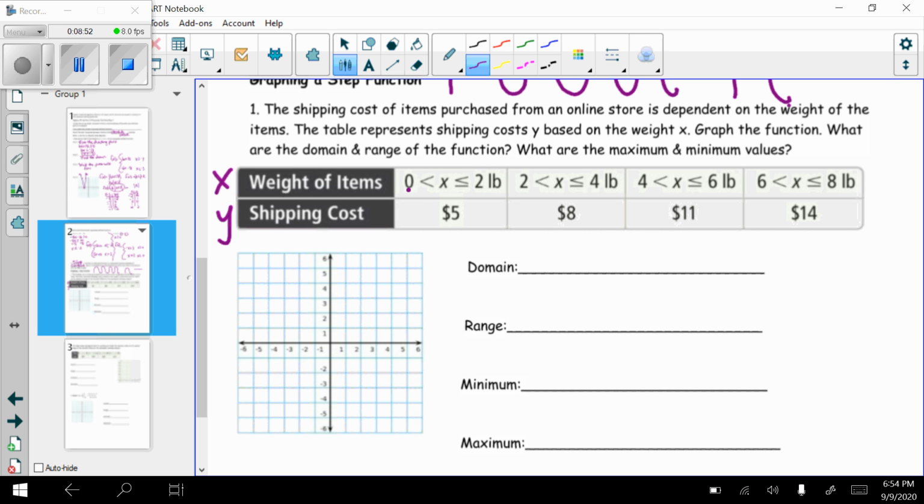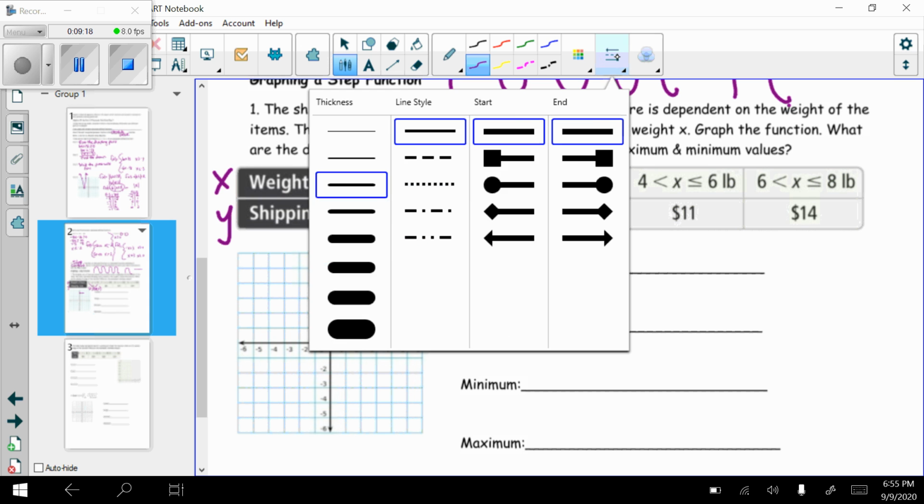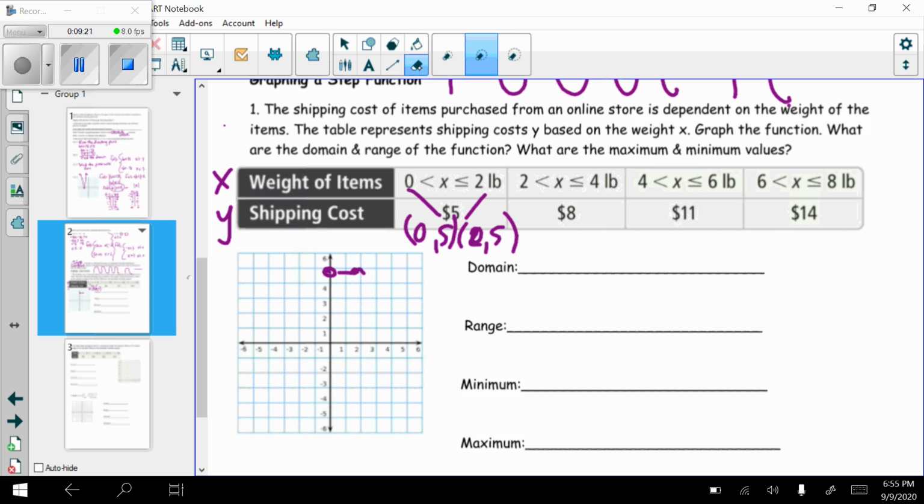So basically, I'm plotting this ordered pair and this ordered pair. So 0, 5 and 2, 5. At 0, it's an open dot because there was no equals sign underneath there. So 0, 5, open dot. And then 2, 5, closed dot. And then I just want to connect the two. The next one, let me see if I can change this and make that a little bit neater. Okay.